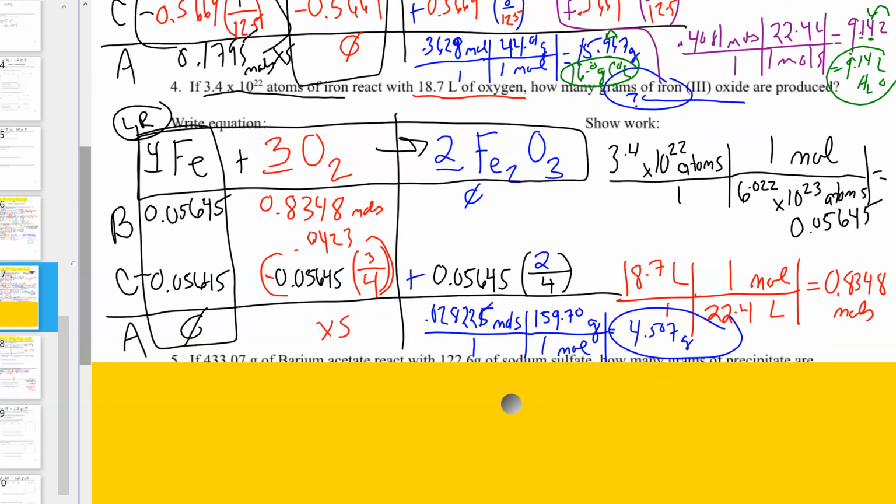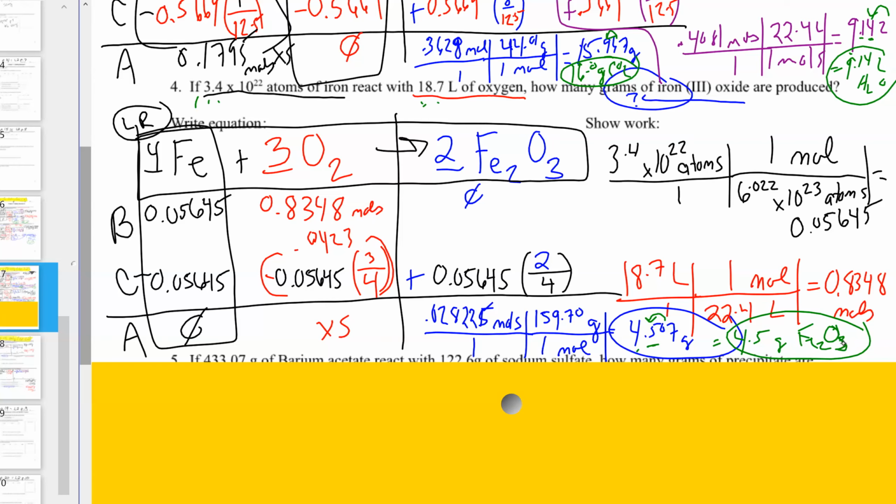Last step, round for your sig figs. Well, here there's 3 sig figs, but here there's only 2. So I'm going to be limited by those 2 sig figs. So 1, 2. This means I'm going to produce 4.5 grams of our iron 3 oxide, Fe2O3. There we go, Fe2O3. That's our final answer.